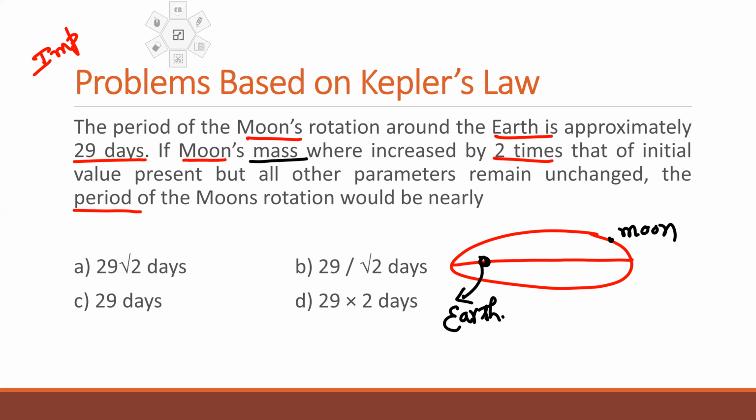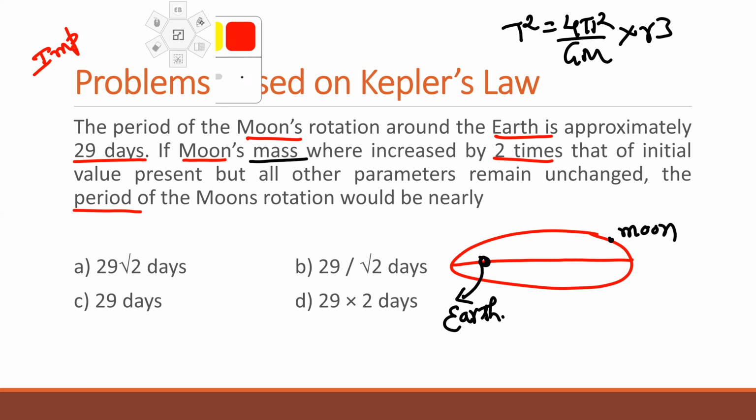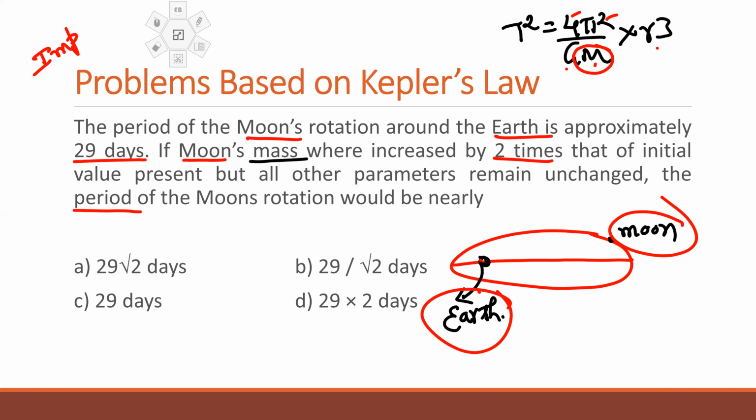But we know the equation, T square equal to 4 pi square divided by GM into R cube. So remember, this M mass is related to Earth, not of moon. So here, everything is constant. 4 is constant, pi is constant, G constant, M constant, R constant. That means the time period will remain same. The mass of the moon is immaterial. Whether it increased by 2 times or 3 times, it is immaterial. So initially it is 29 days, and after increasing the mass it is also 29 days only. It will not change. Next.